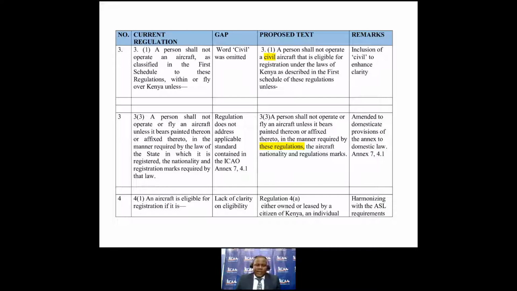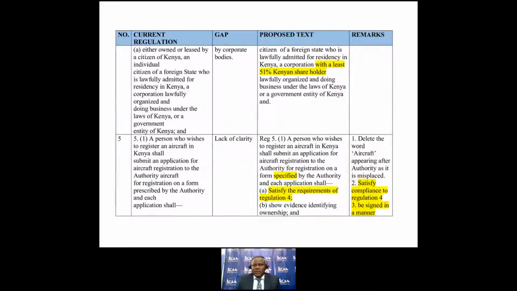Regulation 4.1, an aircraft is eligible for registration if it is... So there was a lack of clarity on this, and therefore we've rewritten it to read, either owned or leased by a citizen of Kenya, an individual citizen of a foreign state who is lawfully admitted for residency in Kenya, a corporation with at least 51% Kenyan shareholding, lawfully organized and doing business under the laws of Kenya, or a government entity of Kenya. So here we have introduced a corporation with at least 51% Kenyan shareholding. This is to prevent full ownership of a corporation by all foreigners.